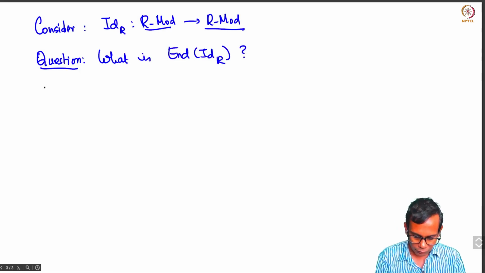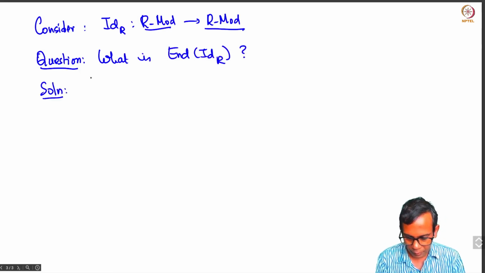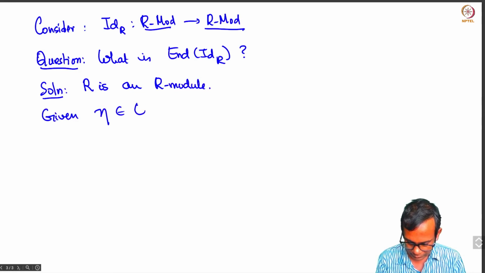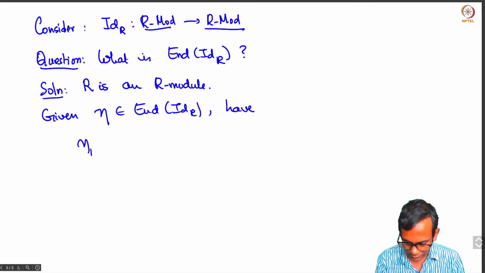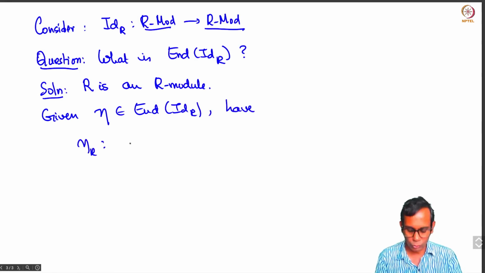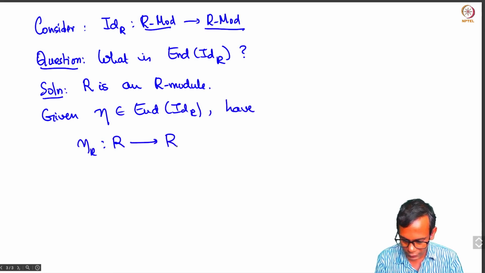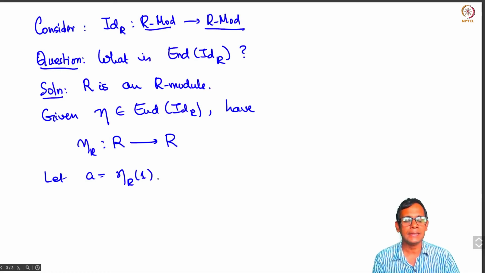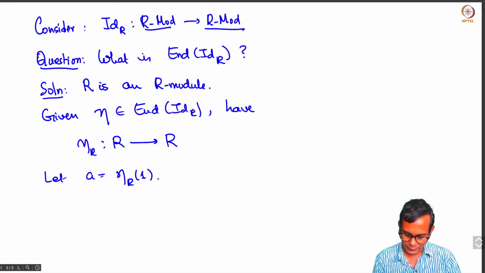Now we can proceed as before. We have an R module R. So given eta in End of the identity, we have eta_R. Now earlier this eta_R was from omega R to omega R, but this time it's an R module homomorphism from R to R. And now let a equal eta_R of 1. Now, but as before, we will see that a completely determines eta_R.